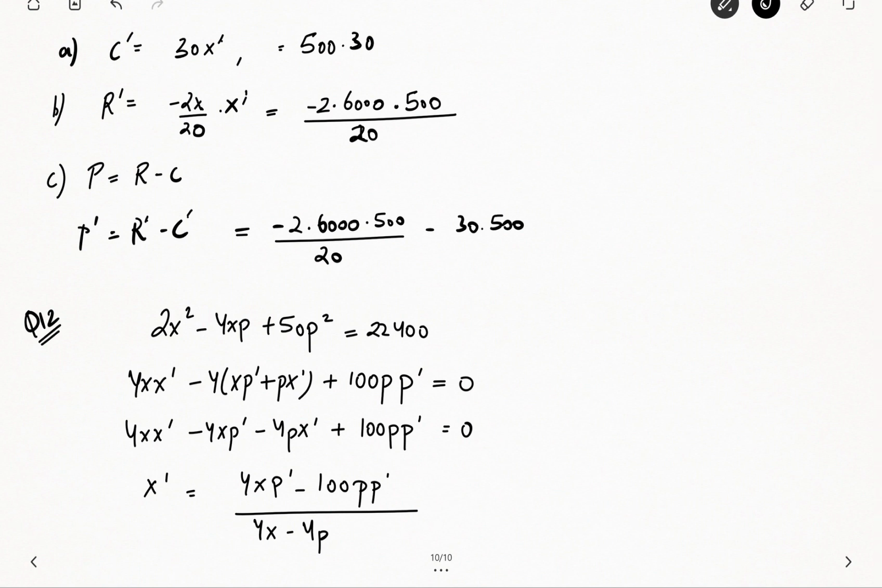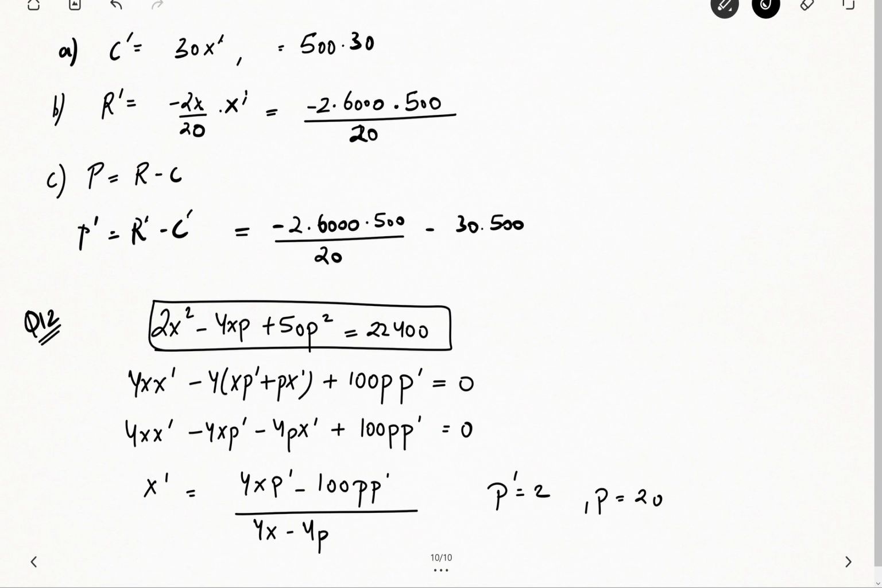Now at this point they've given us p prime to be 2 and the price itself is 20. But in order to solve for this, we need to find the value of x because we have x over there. We have the relationship up here. We can plug in the value of p to find that. So you plug in the value of p, we get 2x squared minus 80x plus 50 times 400, so that's 20,000, equals 22400.